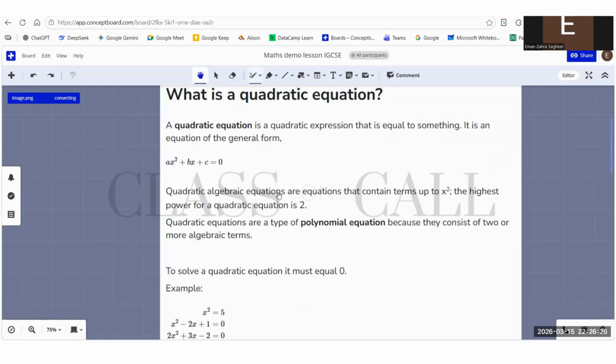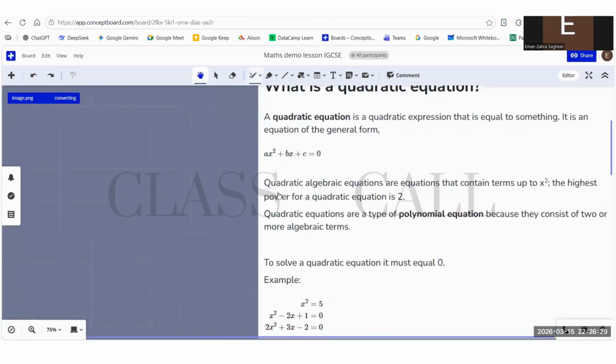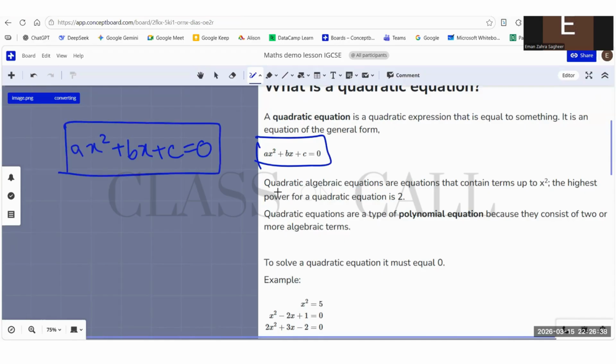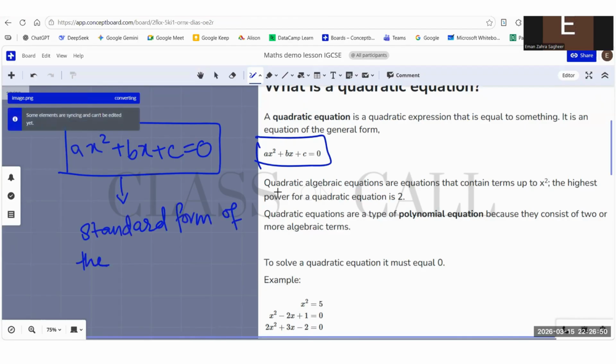Basically, any equation of the form written here, ax squared plus bx plus c equals 0. Any equation written in this form is called a quadratic equation. And this form of the quadratic equation is called the standard form.